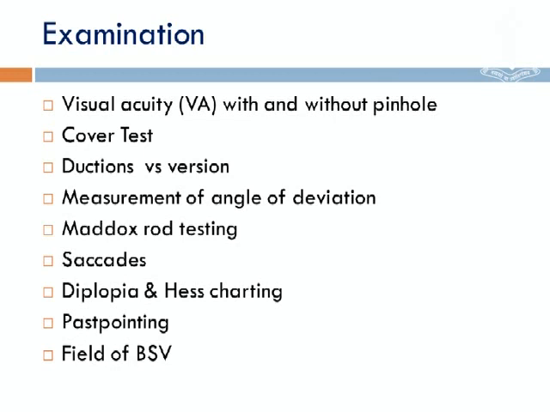Next is measuring the angle of the deviation by prisms. Other tests are your Maddox rod testing, saccades, then your diplopia charting. The next is past pointing. Past pointing distinguishes an acute from a long-standing palsy. And the last is your field of binocular single vision.